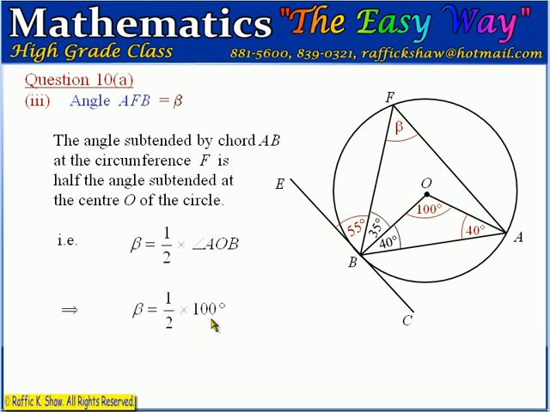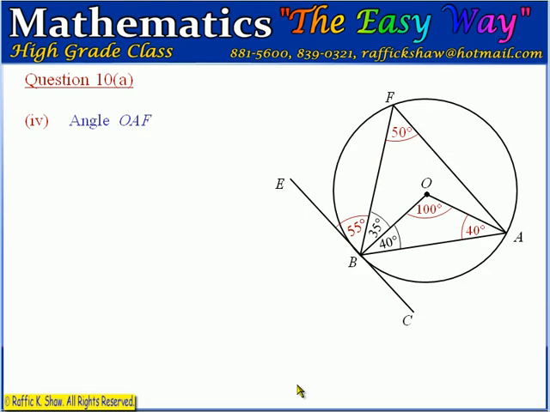Beta is half of 100 degrees, and so beta is 50 degrees. And so the answer for this part is that beta, angle AFB, is 50 degrees. And so that's the answer for part 3. Let's move down now to part 4.